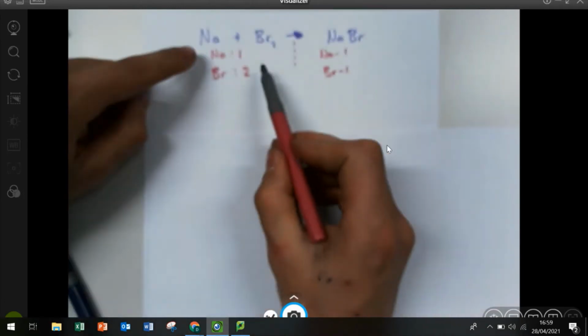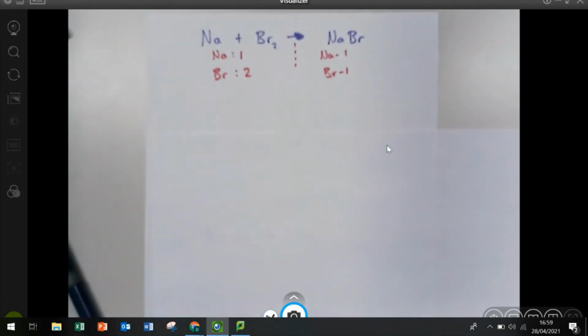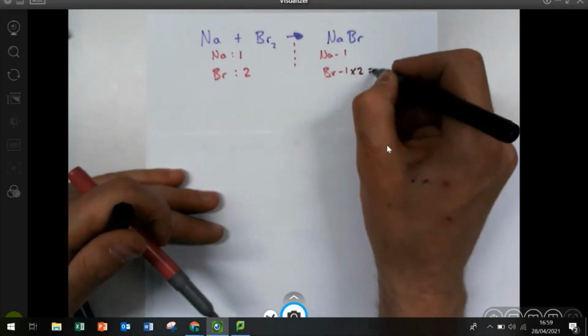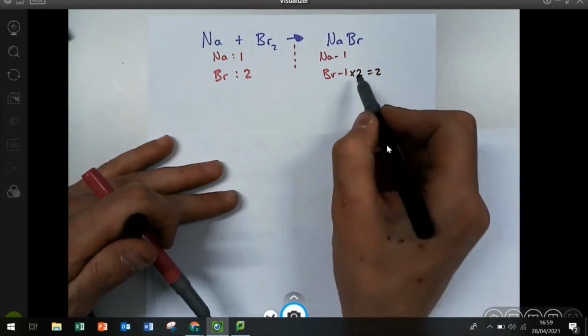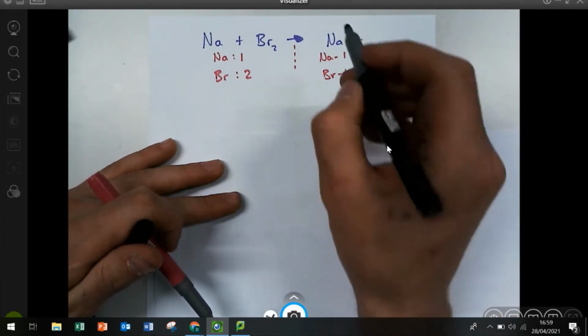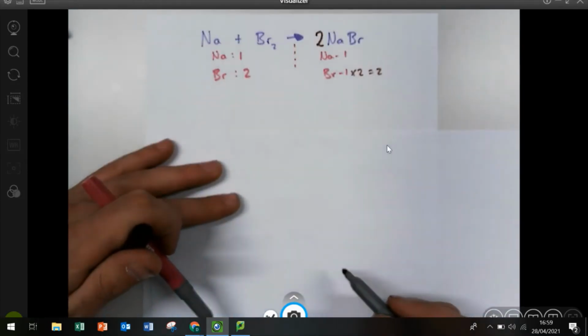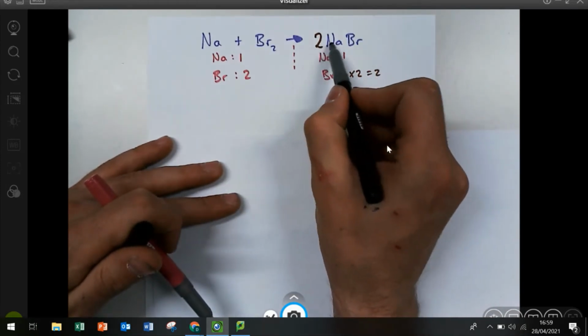So what have we got? The sodium is the same, but the bromine is not the same. So what I can do, I can double the number of bromine that I have. So I'm going to times it by 2, so I've now got 2 bromine. Now, because I've times it by 2, what I'm doing is basically adding another whole one of these molecules, right? So I've got 2 bromine, but what do I also have? I also have 2 sodium.